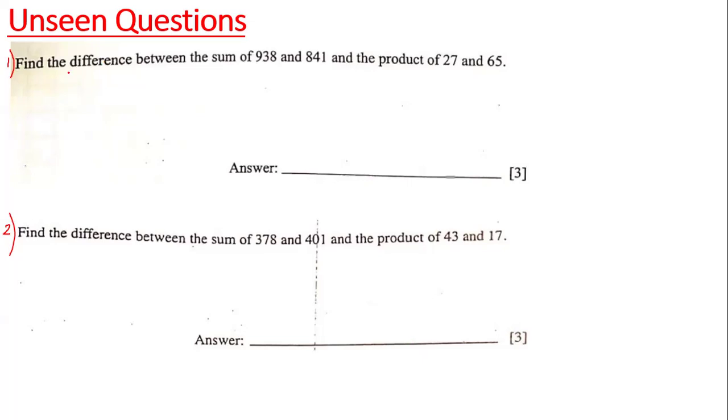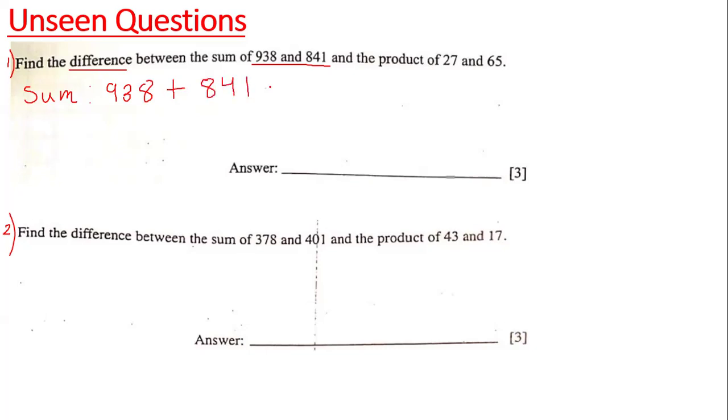Find the difference between the sum of 938 and 841 and the product of 27 and 65. So the first thing we have to do is find the sum. The sum means we have to add. 938 plus what? Plus 841. Very good.